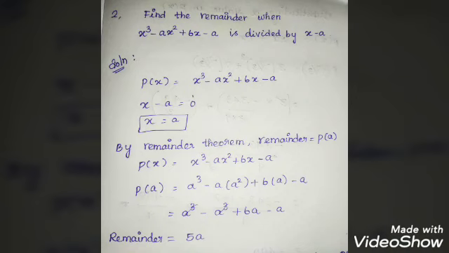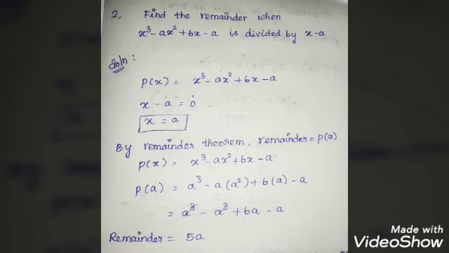The second question, find the remainder when the given polynomial is divided by x minus a. We are going to find the remainder. First take the polynomial x cube minus ax square plus 6x minus a. Next, what is your divisor? X minus a. First equal to 0. X minus a equal to 0. X is equal to a. By the remainder theorem, we have to substitute x is equal to a in the polynomial. Substitute a cube minus a into a square plus 6 into a minus a. If we cancel it, 6a minus a will give you 5a. This is your remainder. Is this clear?